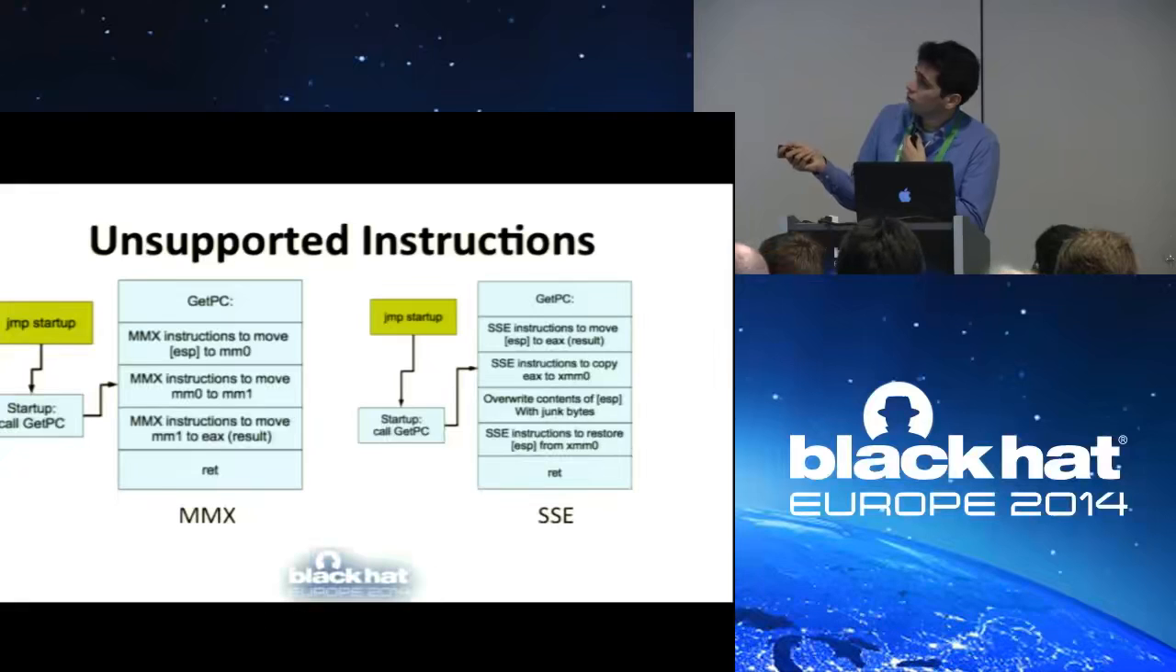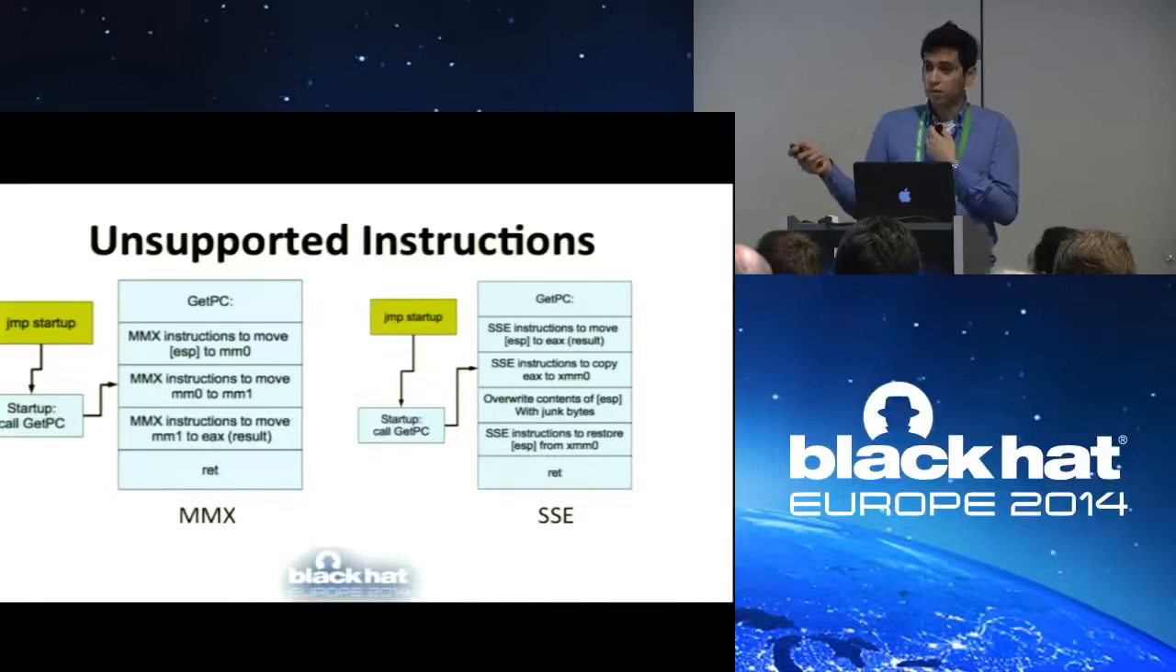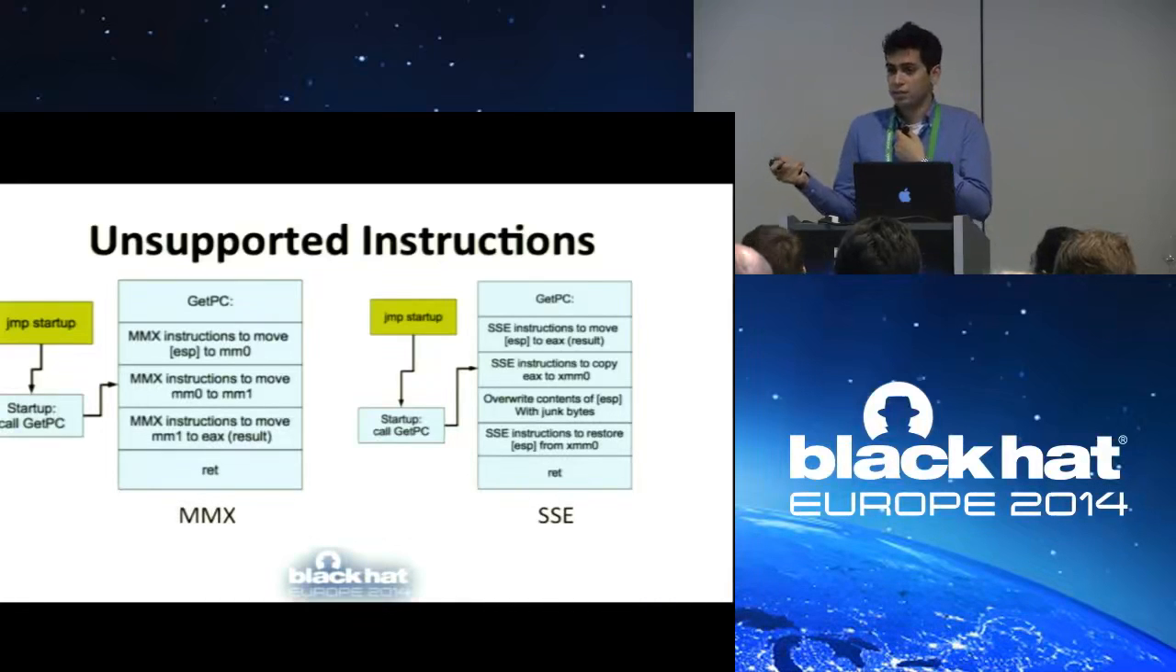We use MMX instructions and the MMX registers to copy the data. As you can see here, we first copy the address which ESP is pointing to into MM0, and then from MM0 to MM1 using MMX instructions, and then from MM1 to EAX. And if in the middle it couldn't get executed, then as a result, it will fail to decrypt the shellcode. So that was one example.